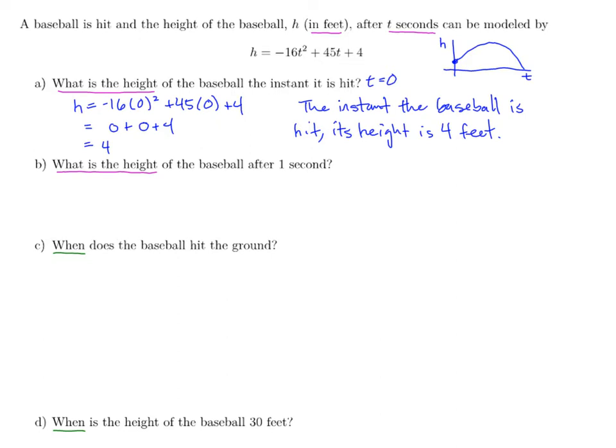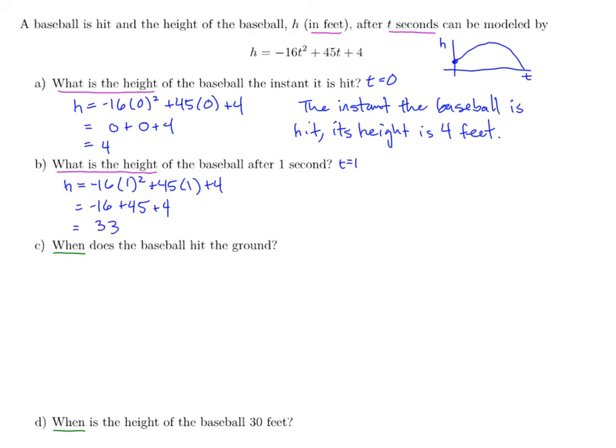The second question, what is the height of the baseball after 1 second? So this is telling us then that t equals 1, and we need to find h. So we're going to replace t with 1 and calculate h. So h will then be negative 16 times 1 squared plus 45 times 1 plus 4. And looking at that, we'll then have negative 16 plus 45 plus 4, and that will simplify to 33.